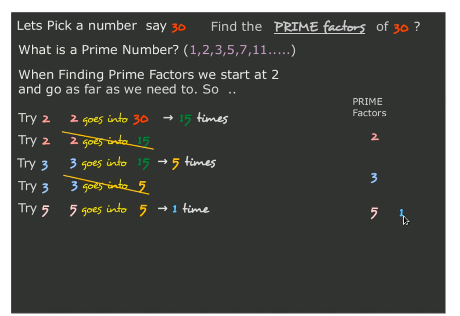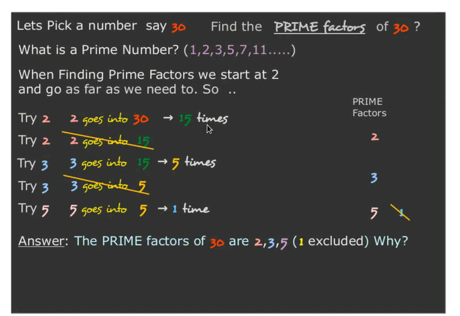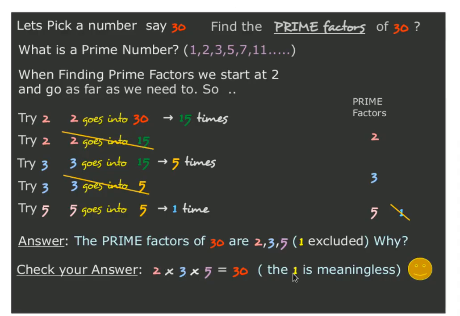And the moment we've hit 1, it is a prime number. It is a factor. But it's really not something that we're worried about, and you'll understand why just now. So we now know that we're not worried about the 1. We now know that the prime factors of 30 are 2, 3, 5. Let's have a look at that. What does that mean? That means you need to check your answer.